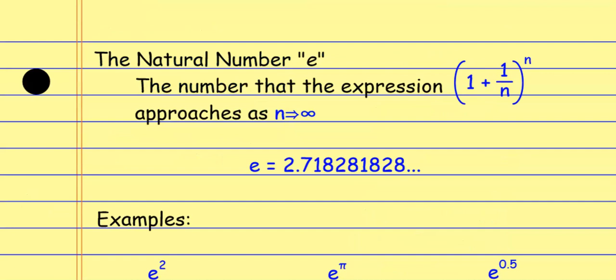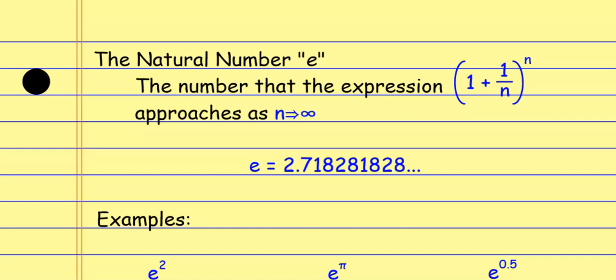The next piece of this is looking at the natural number e. We call it the natural number. Sometimes it's called Euler's number. But this e represents a number, and just like pi, you know, pi is actually a Greek letter, but when we think about pi, we think about it as a number. We're going to treat e kind of the same way.